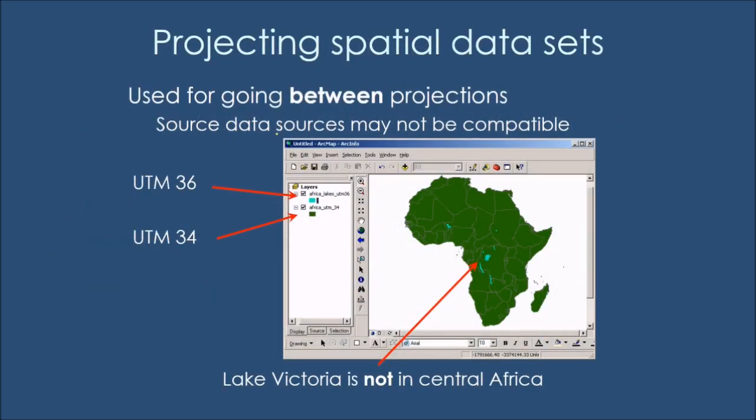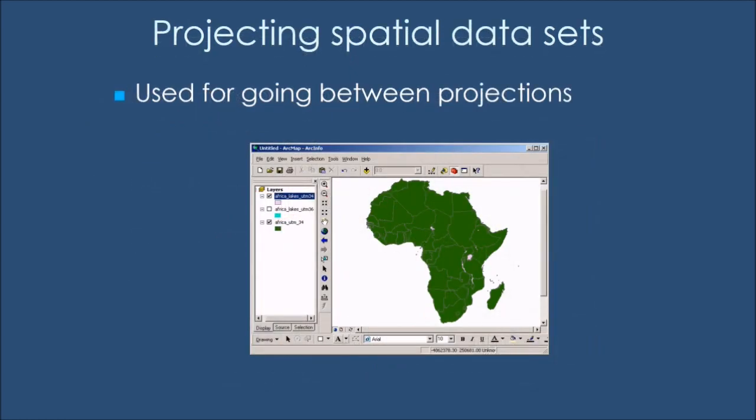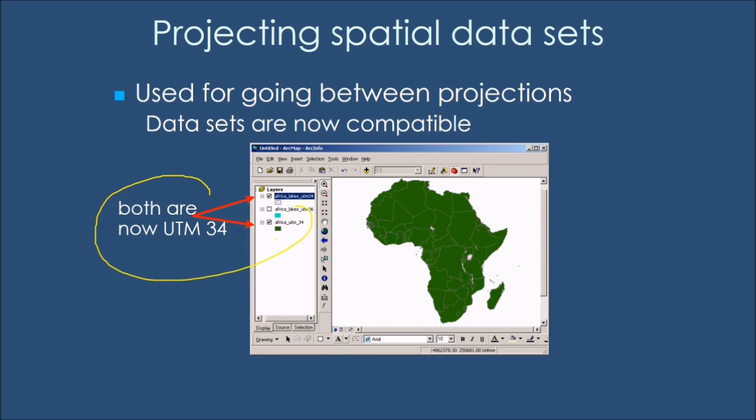So this is projecting spatial data sets. This is used for going between projections. Data sources may not be compatible. These are, say, UTM-36 and UTM-34. So you see this Lake Victoria is not in Central Africa. You see the difference. Projecting spatial data sets is used for going between projections. Both are now UTM-34. So you can just overlay them. Now you can see Lake Victoria is really in East Africa.